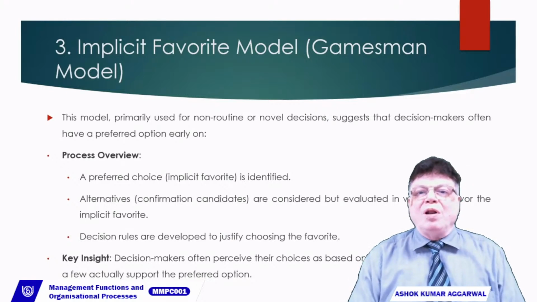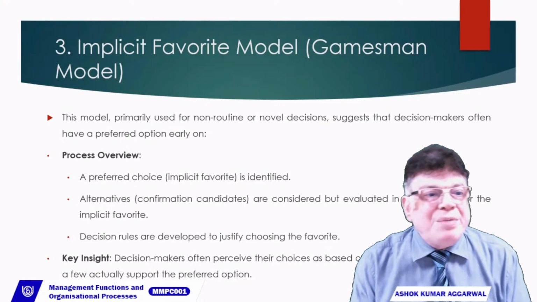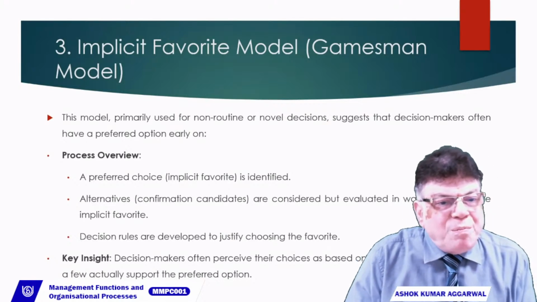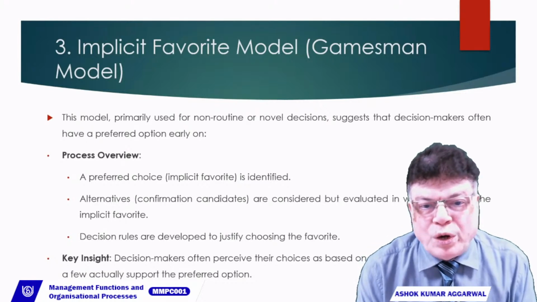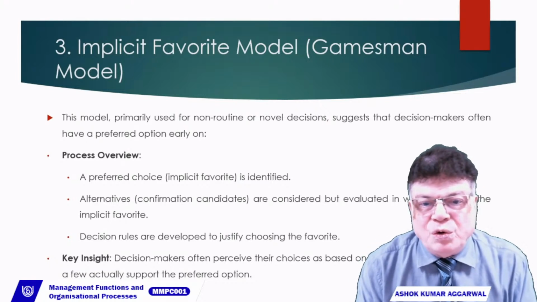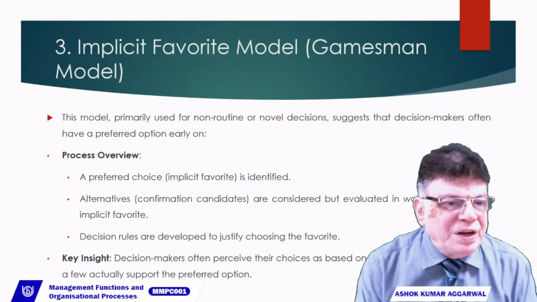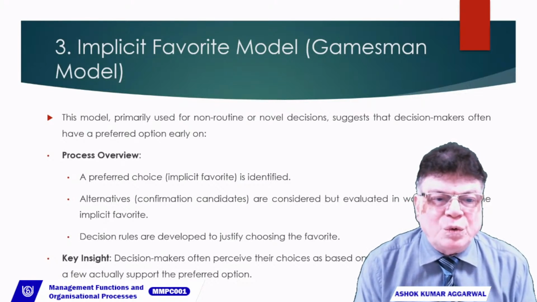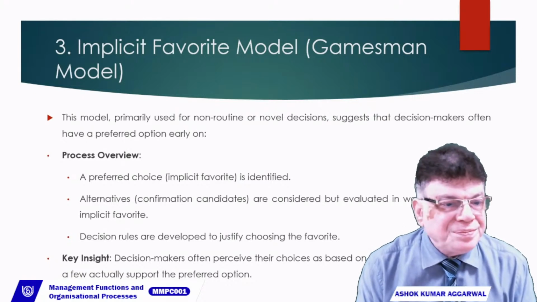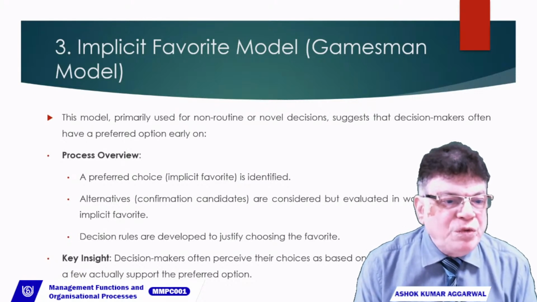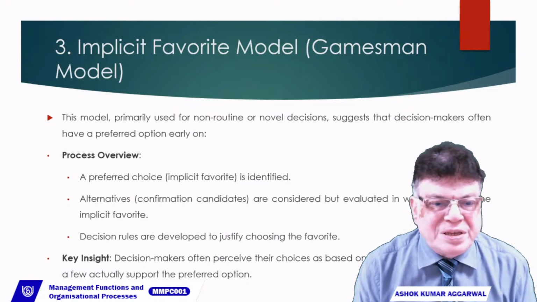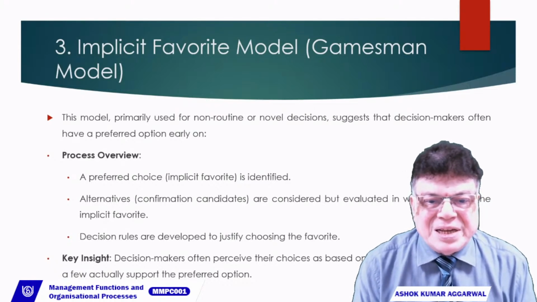Implicit favorite model, gamesman model. This model, primarily used for non-routine or novel decisions, suggests that decision makers often have a preferred option early on. Process overview: a preferred choice, the implicit favorite, is identified.